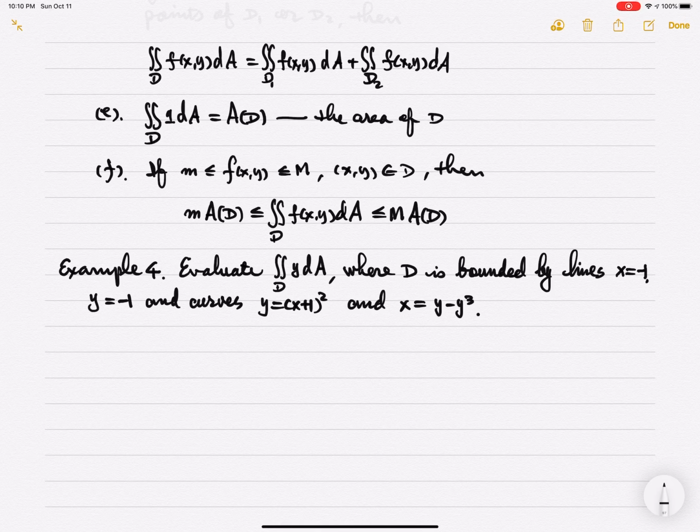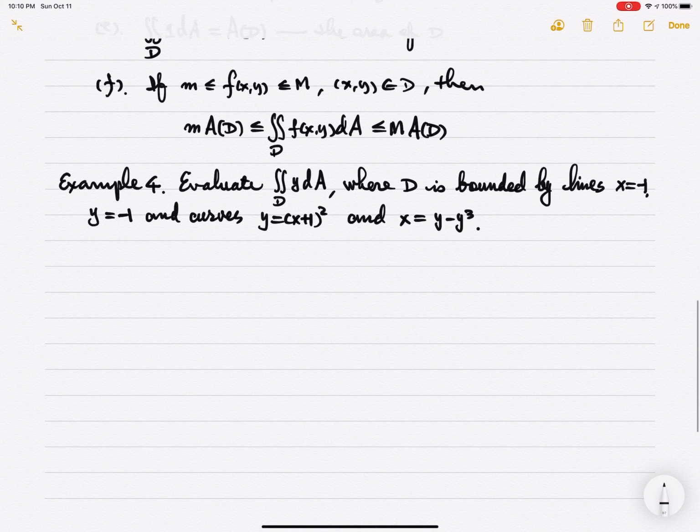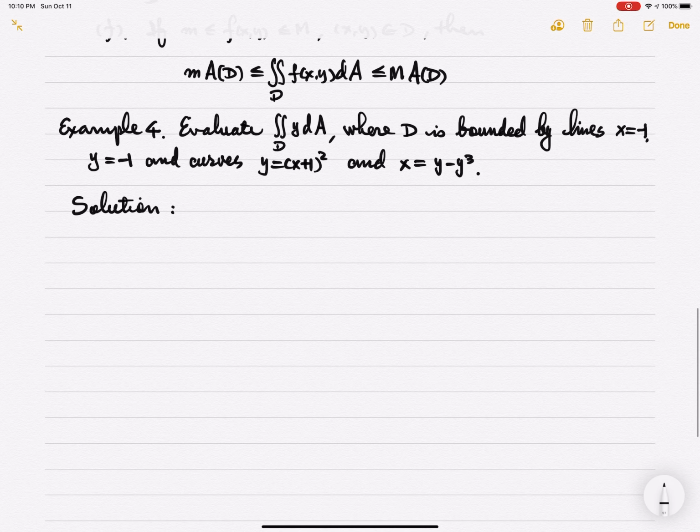Well, when you first look at it, you don't know what to do. Of course, first of all, let's see what's the region D. So here we say solution. Let's just draw the region D. You first draw the region D, and so now let's draw the coordinate system. Okay, so this is the y-axis, this is the x-axis.